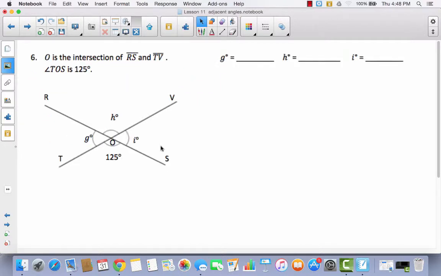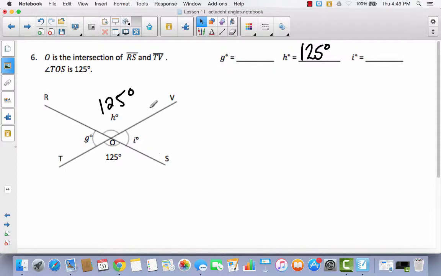All right, so let's take a look at this one. They only give us one angle here. Now I know that all of these together are going to equal 360 degrees. So let's think for a minute. What is something that you can figure out? Can you figure out I, H, or G all by yourself? It should be really easy to figure out H, because if O is 125 degrees, then H has to be 125 degrees. We know that right off the bat.